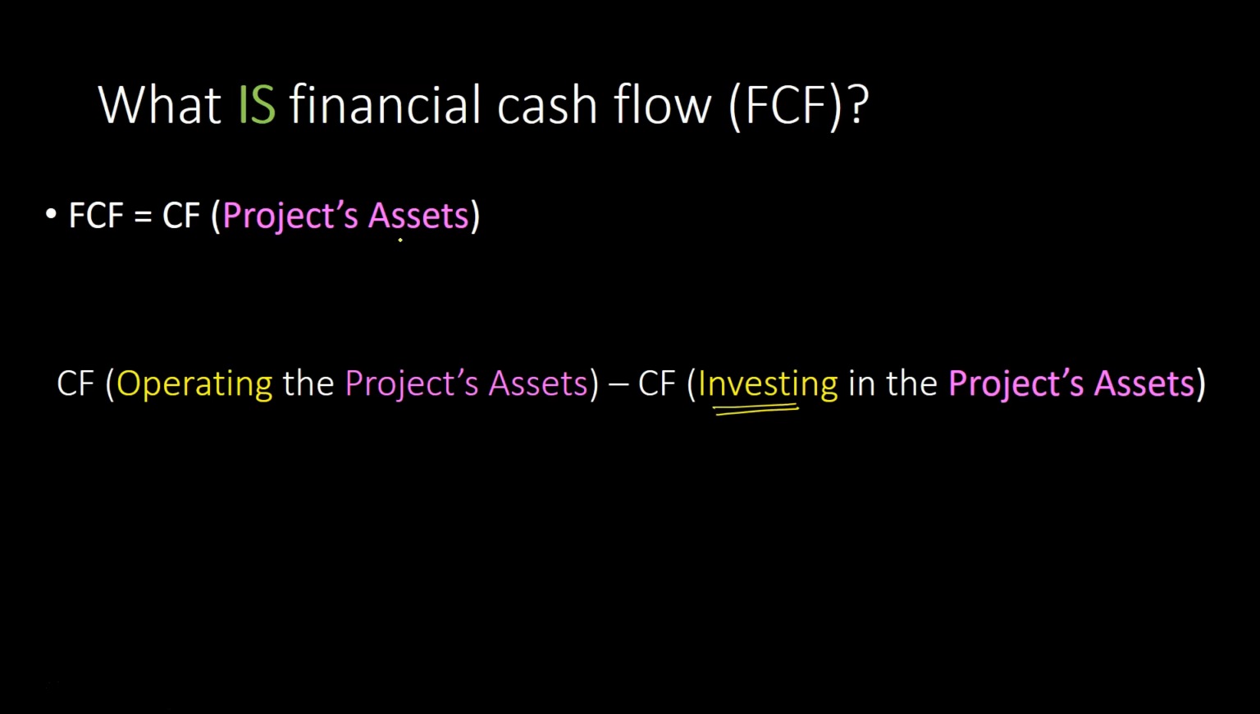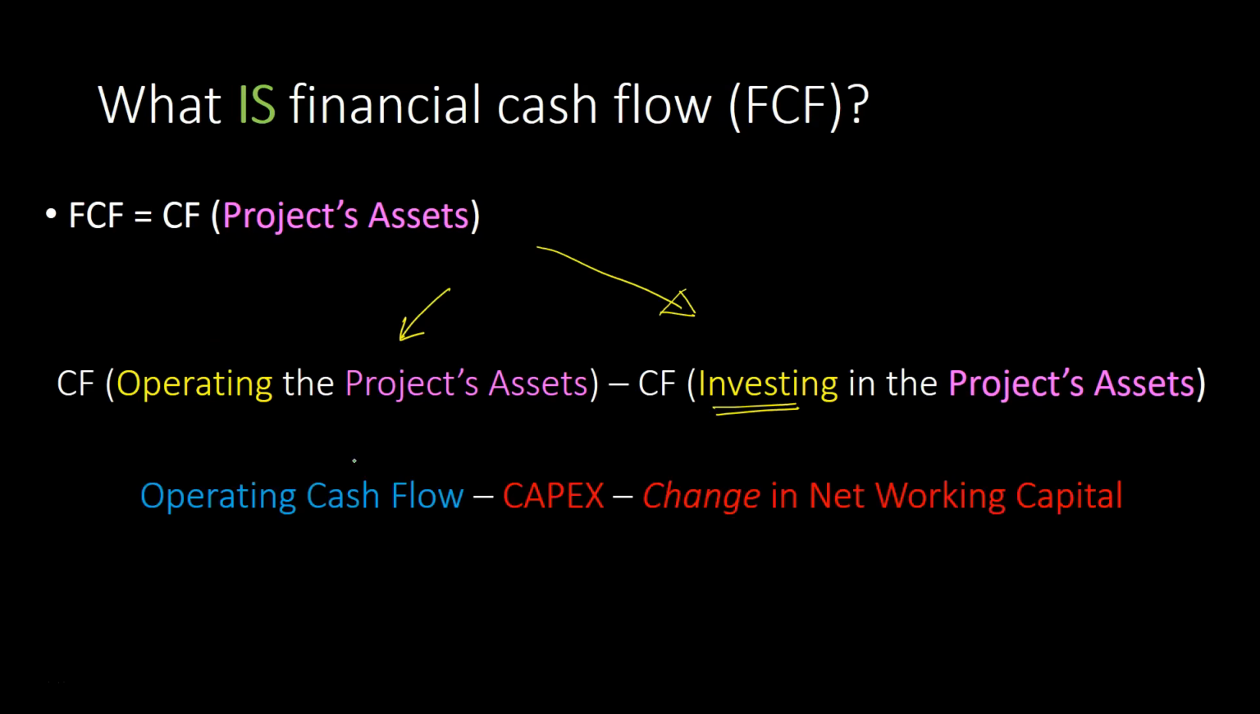It is nothing but the cash flows from the project's assets, which basically has two components to it: the inflows, which are coming from operations, and the outflows, which are happening in terms of investments. Now, more often than not, the way financial cash flow equation is expressed is as follows. It is represented as operating cash flow minus CAPEX, which is short for capital expenditures, and then minus change, this is very important, change in net working capital, where, as you may recall, net working capital is the difference between current assets and current liabilities.